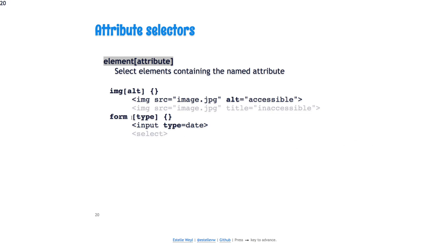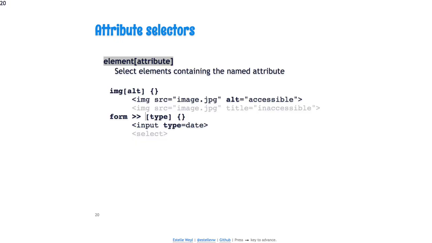And here, I have the descendant combinator that you can't see, but I'll be able to write that soon. And that says any element that has a type attribute that is a descendant of a form element. So it would match an input of type date, but not a select. I cannot remember at this point if it matches the type attribute even if it's not present with input. I think it does because the browser automatically puts it in there, because it defaults to type text if you don't put a type in there.